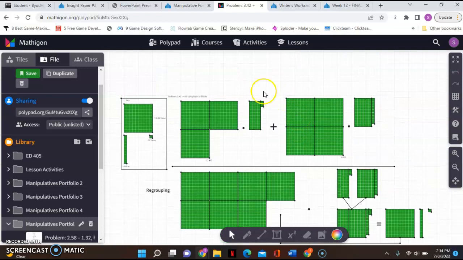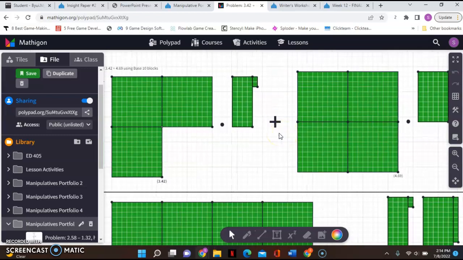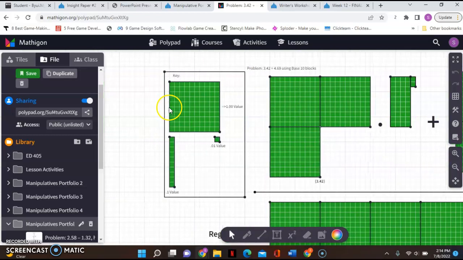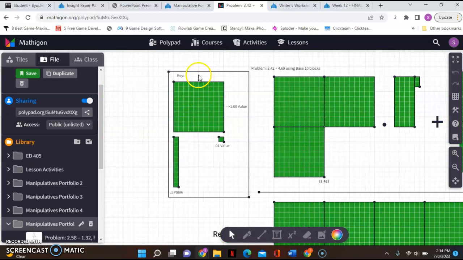So here we have the full problem. We have 3.42 plus 4.69 using base 10 blocks, and this here is the key. This represents a value of 1, meaning 1 ones place. Then here we have the 0.1 value, which represents the 10th value of a decimal value. And then we have 0.01 representing the 100th value of a decimal value.